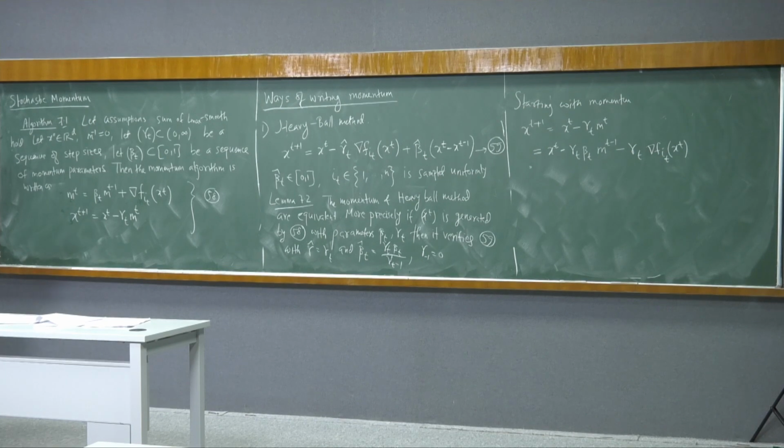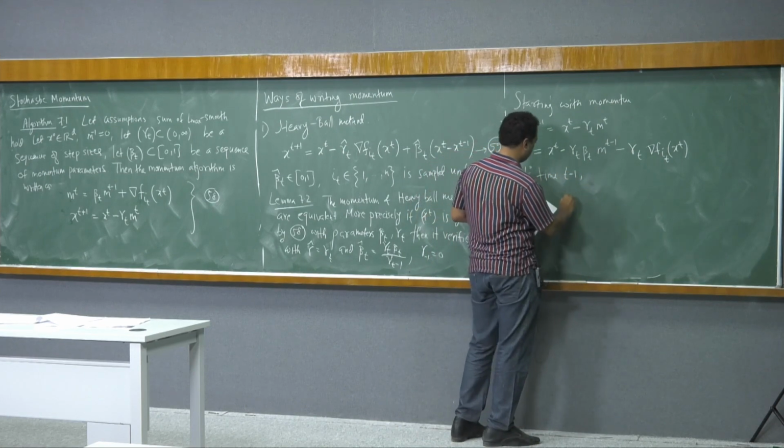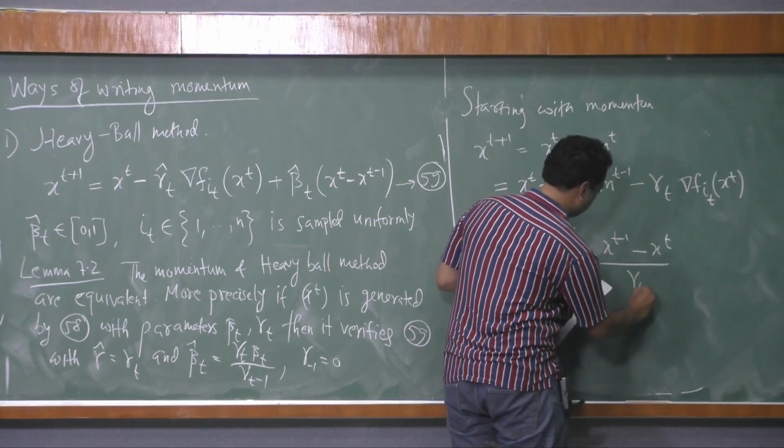So this is our expression, and obviously we are still seeing m_{t-1} there, which we want to get rid of. So what happens at time t minus 1? I can see gamma_{t-1} also there. So at time t minus 1, the proposal is the following: we have m_{t-1} equals (x_{t-1} minus x_t) divided by gamma_{t-1}.